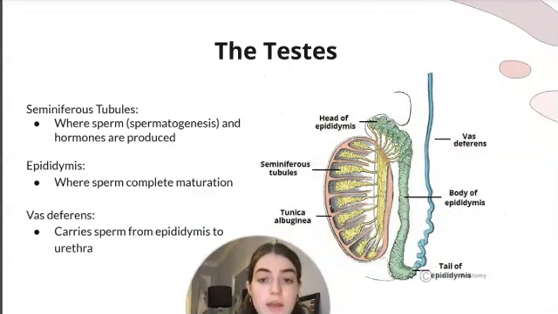Okay, so the human testes are paired ovoid structures that have a tough outer fibrous capsule that encloses masses of seminiferous tubules, which is the region of the testes where sperm and hormones are produced. The seminiferous tubules leave the testes and join the epididymis, which is where sperm will complete their maturation. The epididymis becomes the vas deferens, which is a tube that carries sperm from the epididymis to the urethra, where it will exit into the external environment.